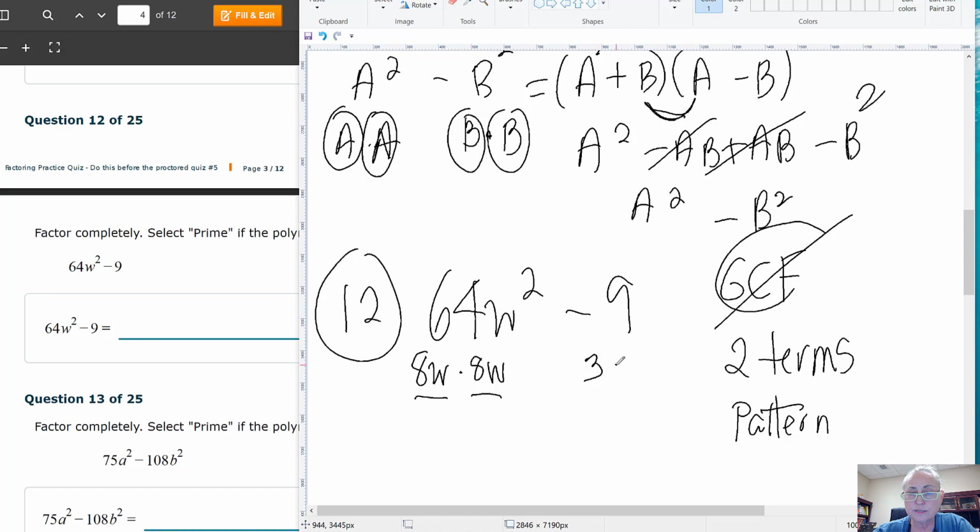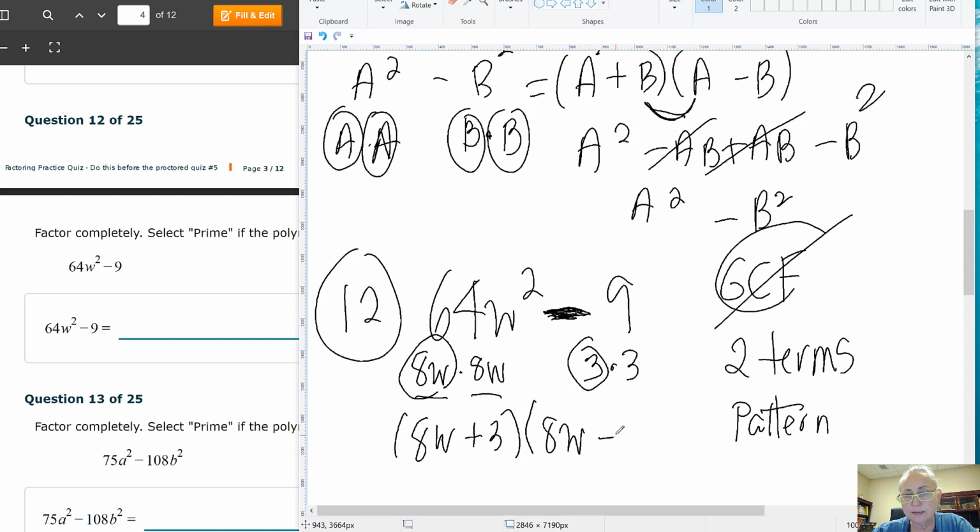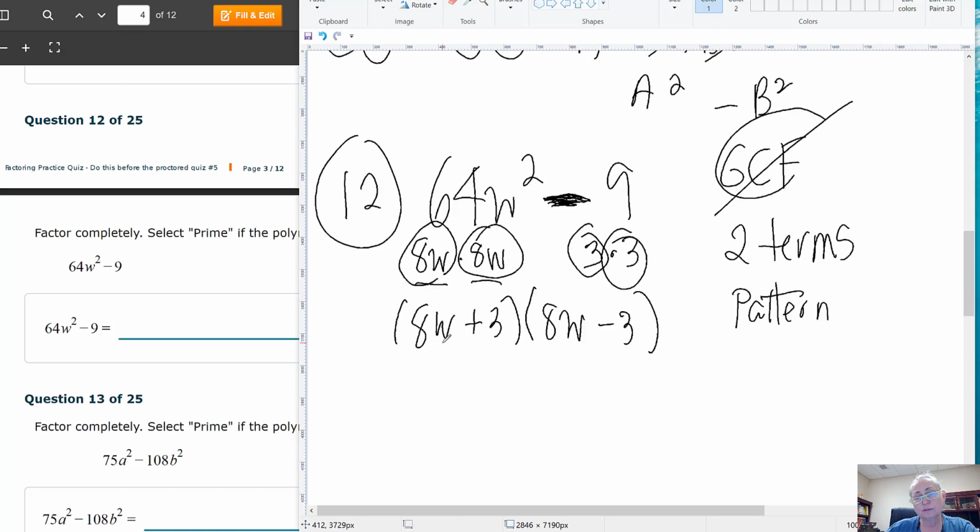This is 3 times 3. And there's a minus in between, and that's important. If there's a plus, it's completely different. But when there's a minus, it's 8w plus 3. That's one of each with a plus, and 8w minus 3, one of each with a minus. If you FOIL that out, you'll get a 24w and a negative 24w, and those will cancel out, and you'll get 64w squared minus 9.